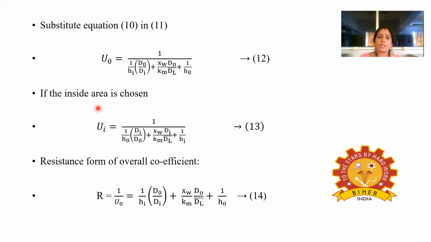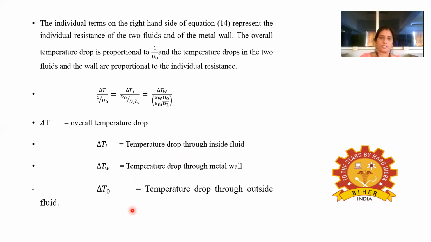And if it is based on the inside area, the outside will be changed into inside. So 1 by h naught and di by d naught, plus xw by km di by dl bar, and here h i is there, so 1 by hi. So this is the overall heat transfer coefficient based on the inner surface. And this is the resistance formula. We know that the inverse of conductance is resistance, so the inverse of the coefficient is called resistance.